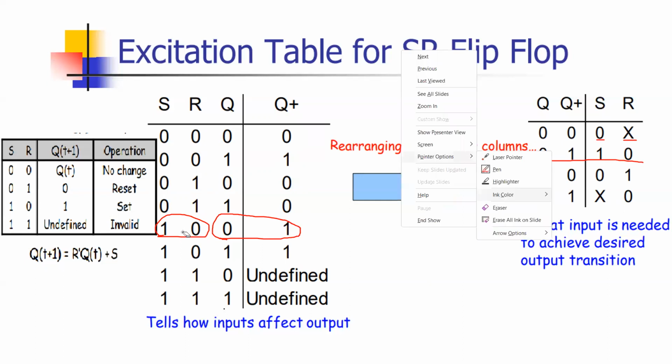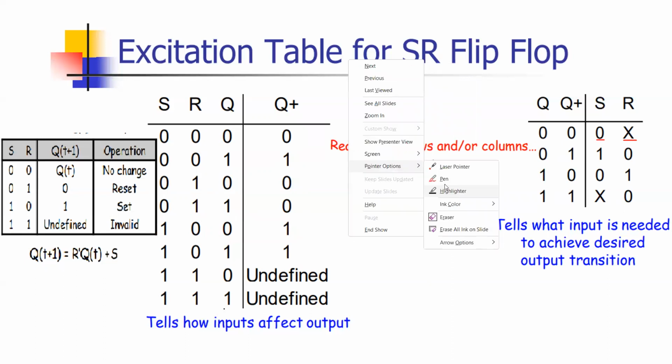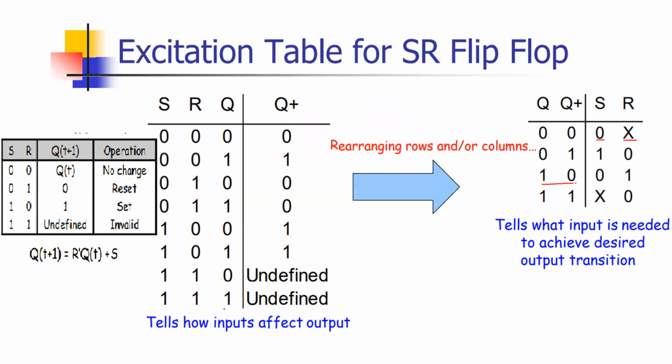Now we will check the third row. The third row is 1 0. When the value of Q and Q plus is 1 0, it is written here. There will be only one row because the other is undefined. So the value of Q is 1 and Q plus is 0, so the value of S and R is 0 1. We are straight away writing 0 1 here. There will be no change in it.